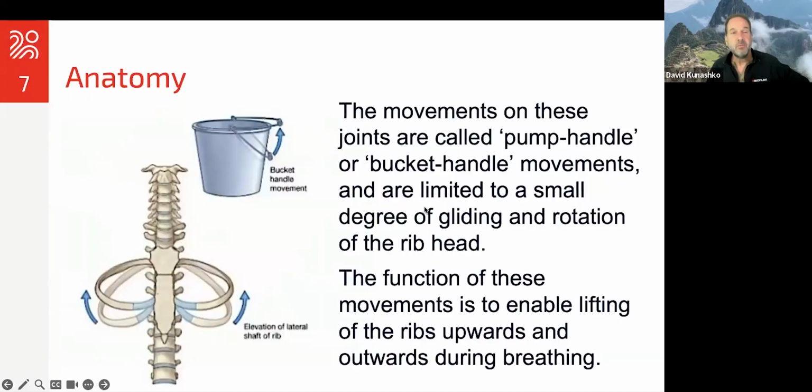Movements of the ribs at these joints are called pump handle or bucket handle movements. Essentially, they're quite small. They're limited to some gliding and rotation of the rib head. Their function during breathing is to enable the ribs to move upwards and outwards to expand the volume of the chest cavity. So they're subtle movements. You're not detecting a lot of movement, but they're important movements.